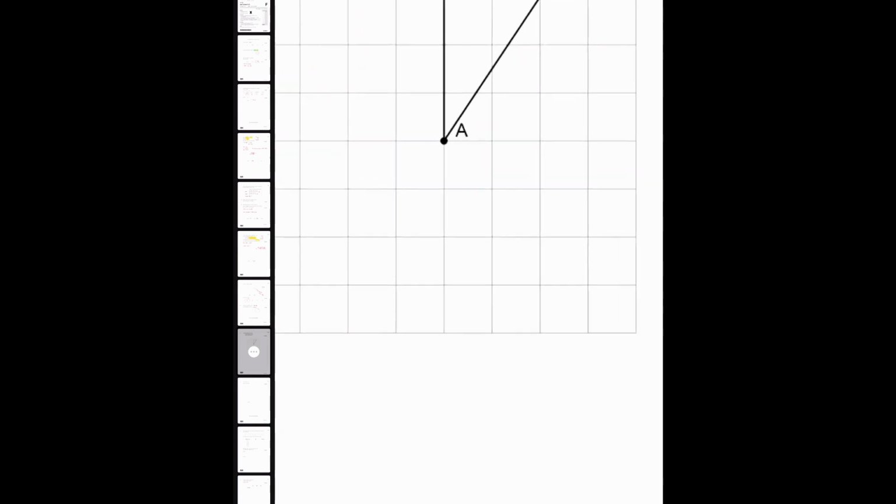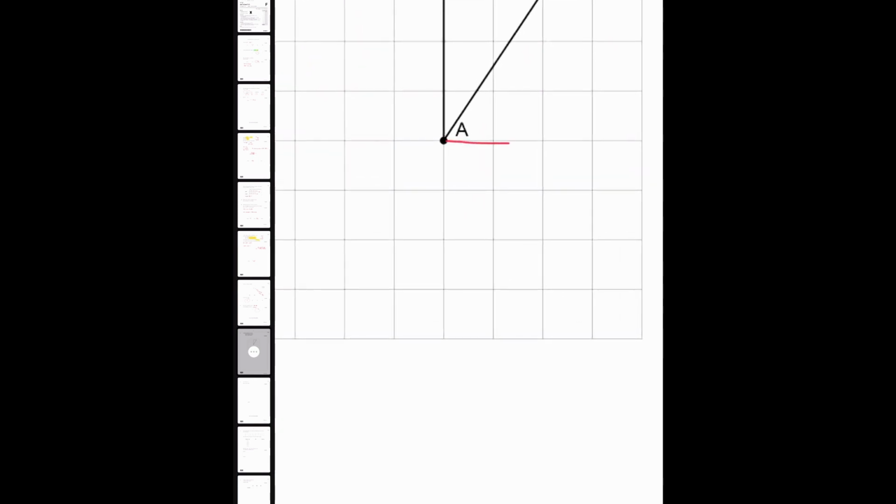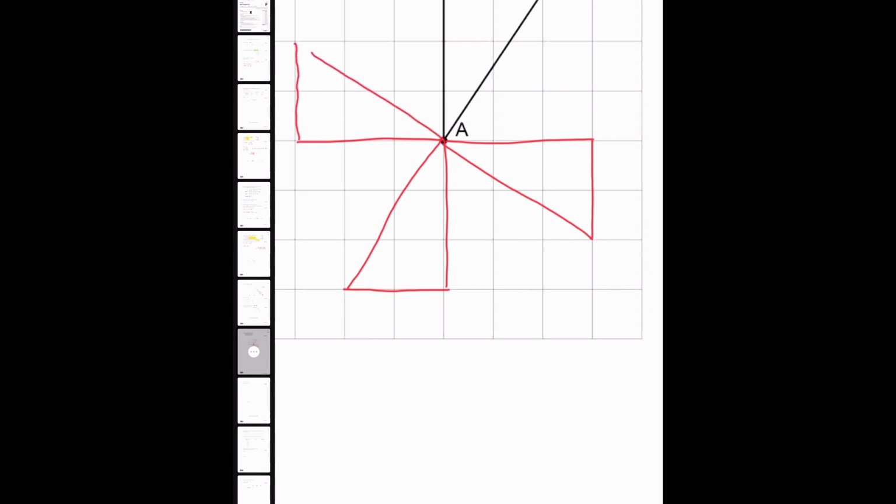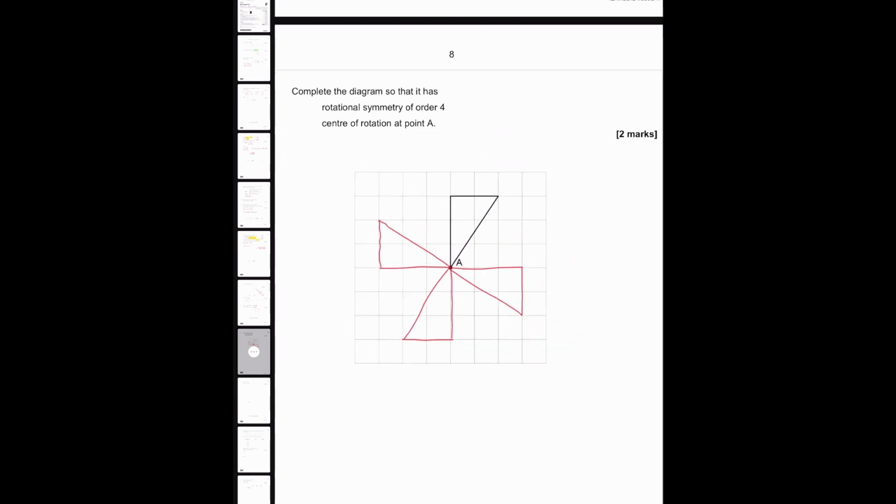We cannot just add them anywhere. We need to imagine we have placed a pen on point A and are rotating the shape around that point. We want to draw our shape at even intervals when we are rotating the shape. This leaves us with a shape that looks like this.